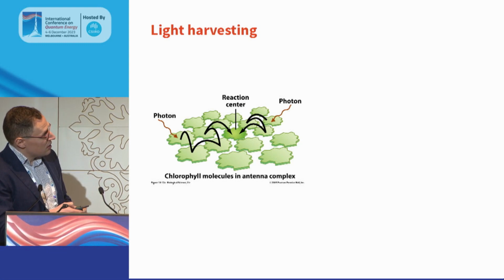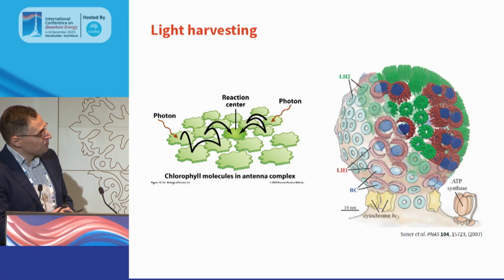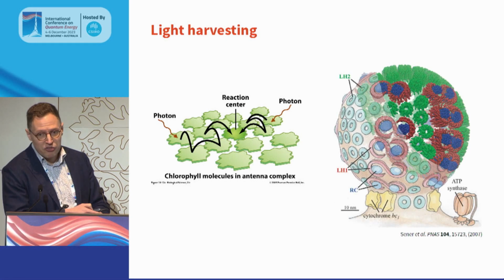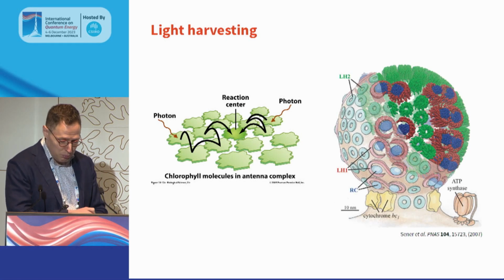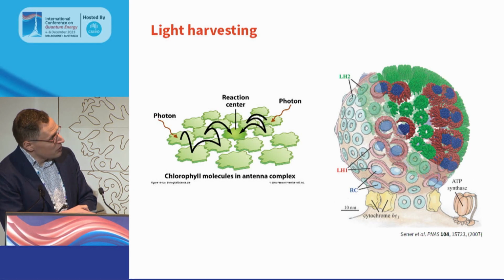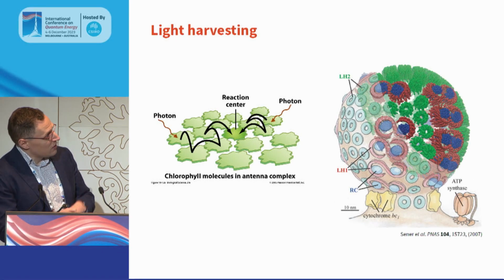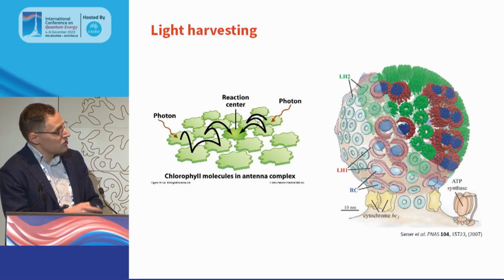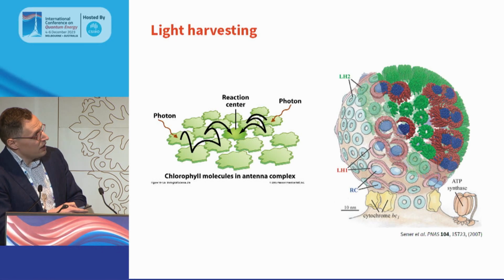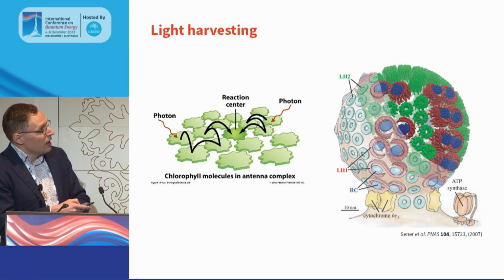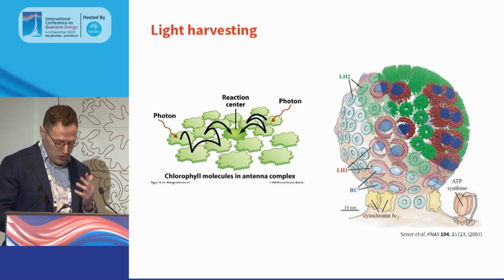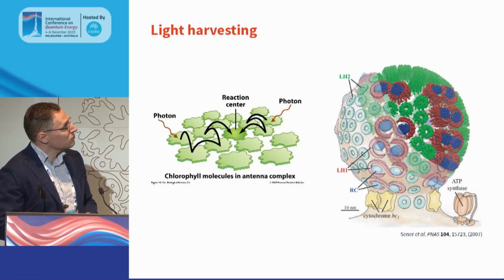Now, this is a generic picture. This is just one example of what this type of architecture looks like in purple bacteria. In blue is the reaction center, and then these red and green things are the antenna complexes that surround it. Light will be mostly absorbed by LH2 complexes in green, and then hop around to the red ones, and then eventually into the reaction center. So the question is, how does that happen?